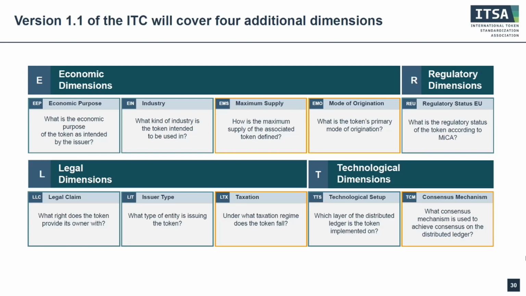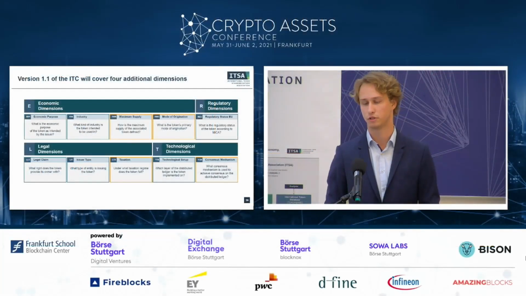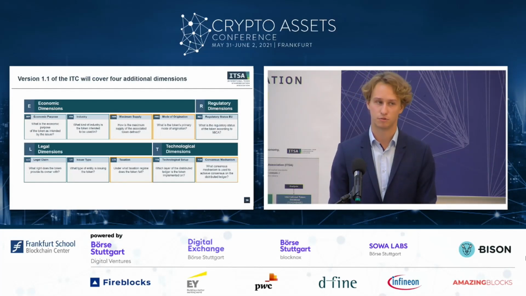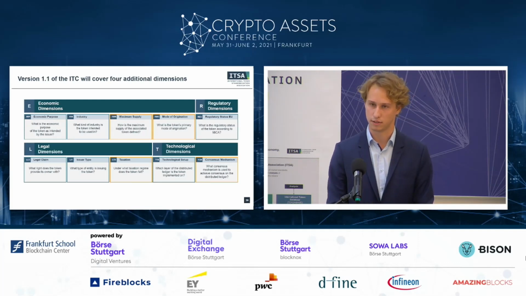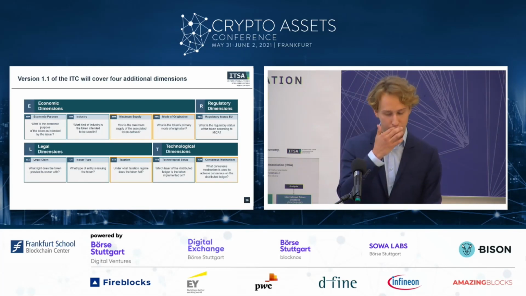We expect to release this by the end of the year. Namely, we've added two more economic dimensions, maximum supply and mode of origination. The maximum supply looks at how the maximum supply of the associated token is defined. So is it an inflationary token? Is it deflationary? Is there a fixed supply, or is it discretionary to the users or the protocol? Mode of origination looks at the primary mode of origination of the token. So maybe the token is rewards-based, right, with proof of work. You get the token through mining as a reward for participation, or maybe there was just an initial token sale or bonding curve yield.